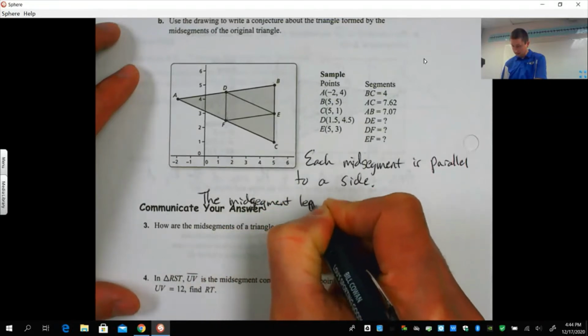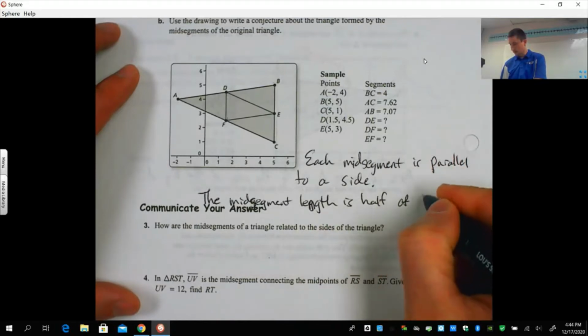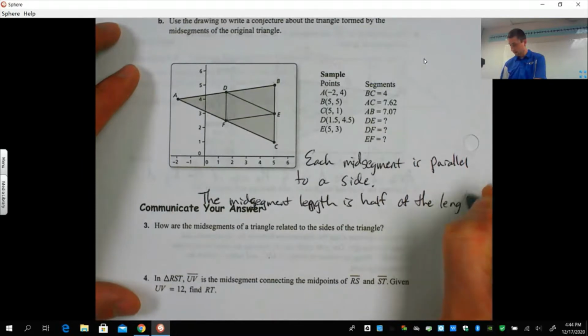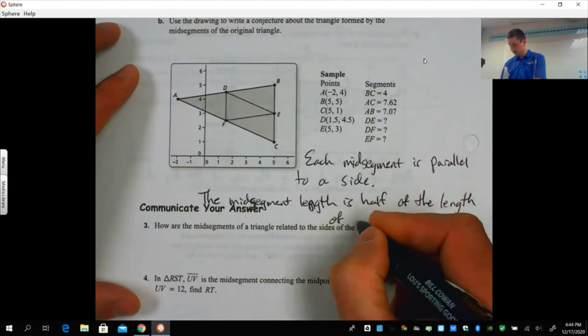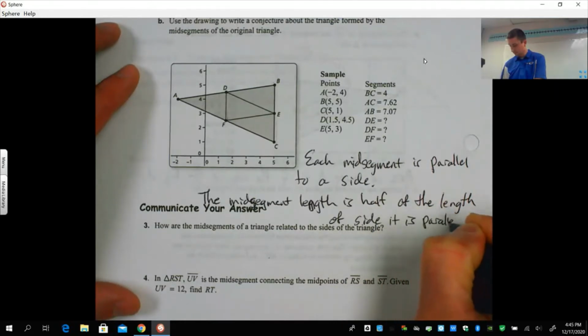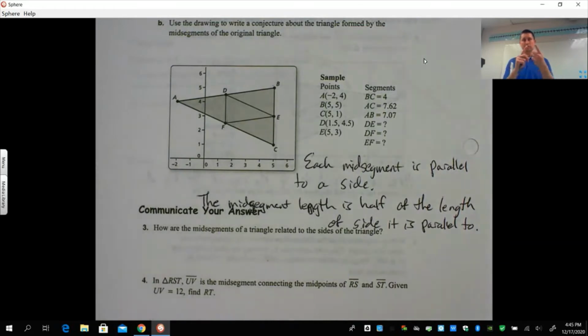The third one is the mid-segment length is half of the length of the side it is parallel to. So it's going to be half the length. The mid-segment length is half of the length of the side it's parallel to. And that's going to be an important one that we understand. So that's the third thing here. So 1, a mid-segment joins the midpoints. 2, it is parallel to a side, and 3, it is half the length of the side that it's parallel to.